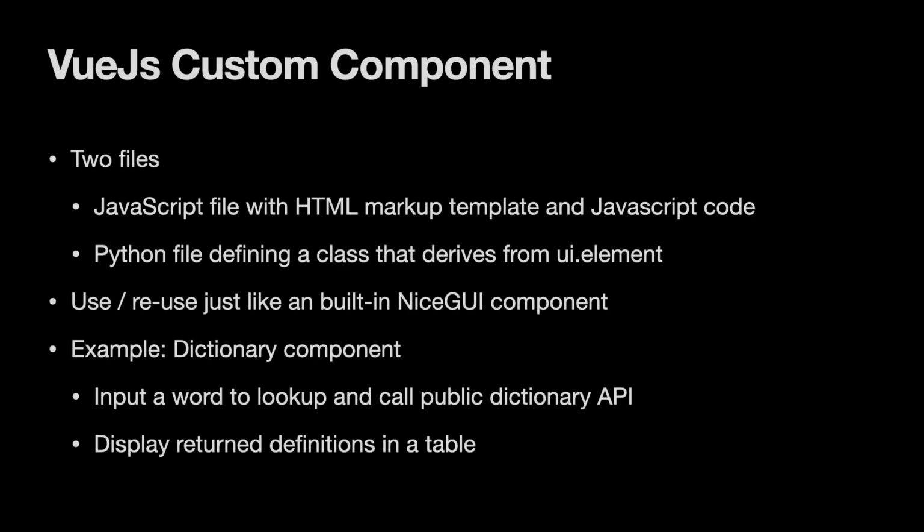The first option involves creating a JavaScript file that defines a Vue.js component, plus a Python file defining a class that derives from ui.element. This option is useful if you have Vue.js components from another web project or component library, or if you want the most efficient implementation of your component. It requires familiarity with Vue.js and JavaScript.